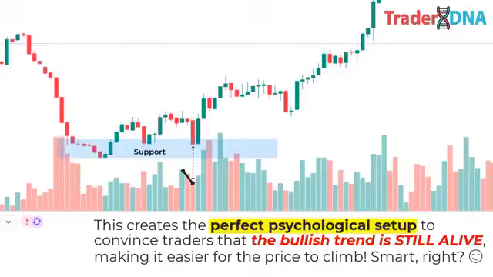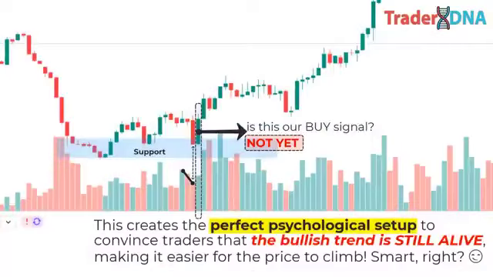Smart, right? And what happens next? Bam! A bullish candle forms, pushing the price right back to the opening level of that massive bearish candle. And the volume? Turns out the buying volume is now bigger than the sell volume from the previous bearish move. So is this our buy signal? Not yet. Even though buy volume is stronger, the price has only recovered to the same level where that bearish move started. That means sell pressure is still there. We need more confirmation. We need to see what happens next.